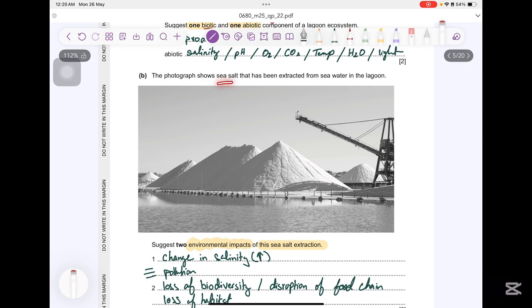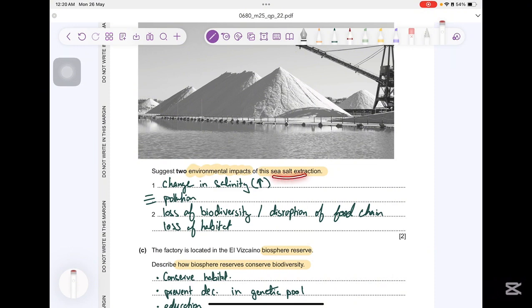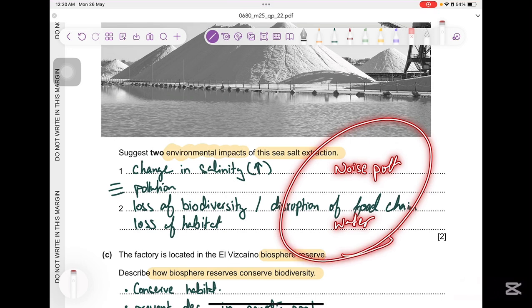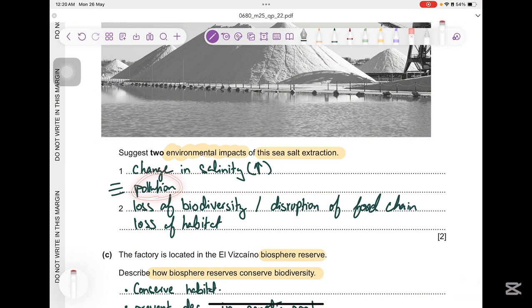The photograph shows sea salt that has been extracted from seawater in the lagoon. Suggest 2 environmental impacts that this salt extraction has. Change in salinity, increase in salinity, of course it's going to be more salty. Pollution, the types of pollution, such as water, noise, visual, air. Okay, these are types of pollution. Now, in paper 2, you're going to count all types of pollution as 1 mark. So, don't write noise pollution as the first point, and then write water pollution as the second point. They are both counted as only 1 mark. Don't fall into this trap. Pinky promise you're not going to fall in this trap. This is a trap, okay? So count pollution as only 1 mark, and write other parts that you're sure about.